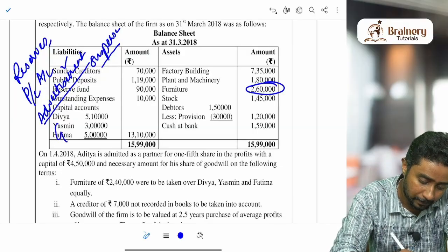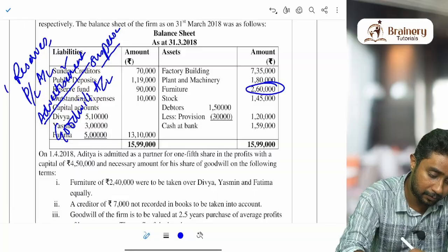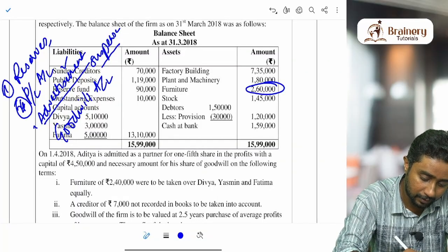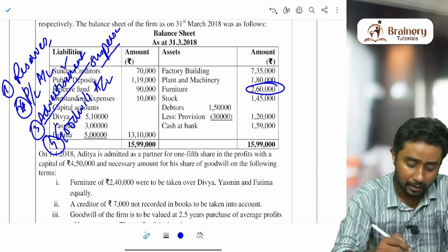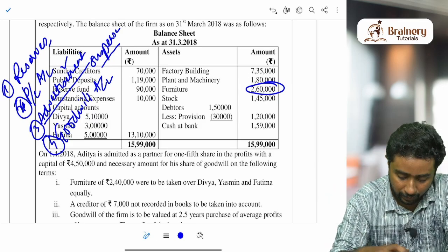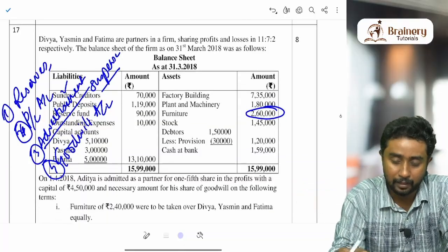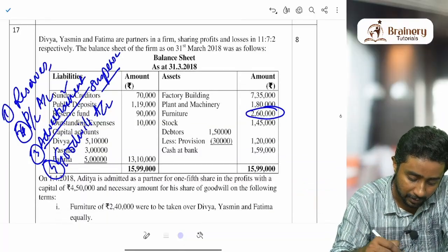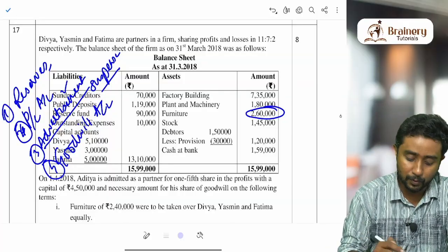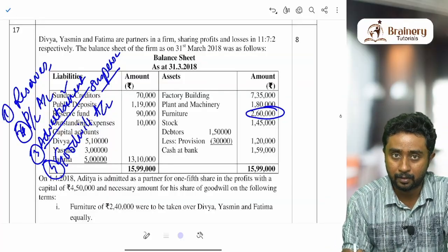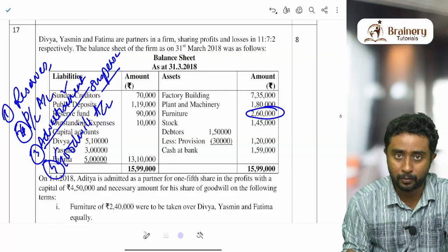And goodwill account. These four things are what you are supposed to check in the given balance sheet. These four amounts will go to the existing partners' capital account in their old profit sharing ratio. I'll repeat, if any of these amounts are there in the given balance sheet, you are supposed to transfer it to the partners' capital account. Which partners? The partners who were there before the change that took place in the partnership.